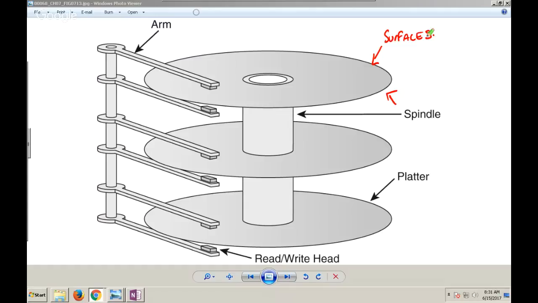So if I have a drive like this that contains 3 platters, how many surfaces do I have? 6. If I have 6 surfaces, how many read-write heads do I have? 6. How many arms do I have? Yeah, each arm, the read-write arm, that's this guy. We're going to have 6 of these arms.